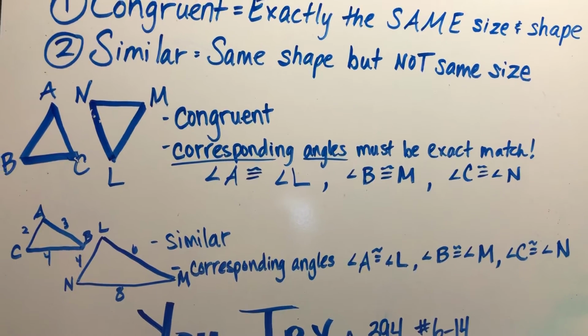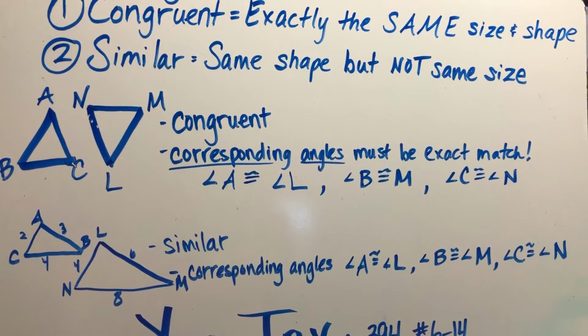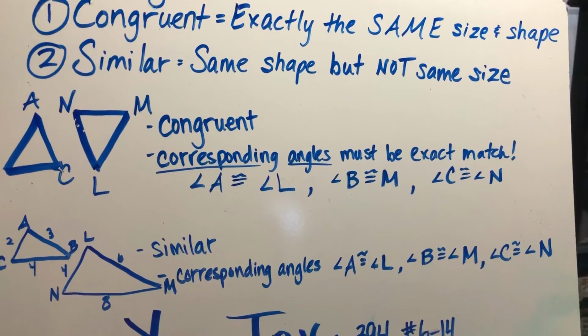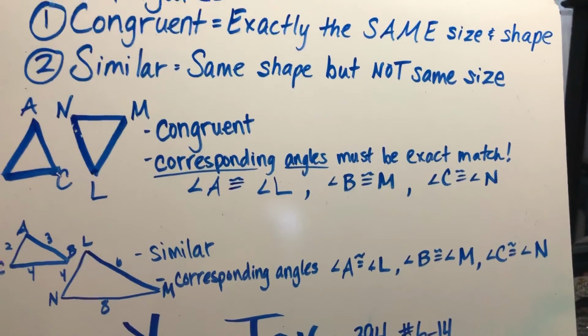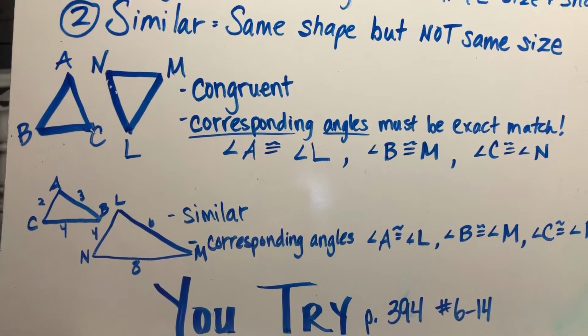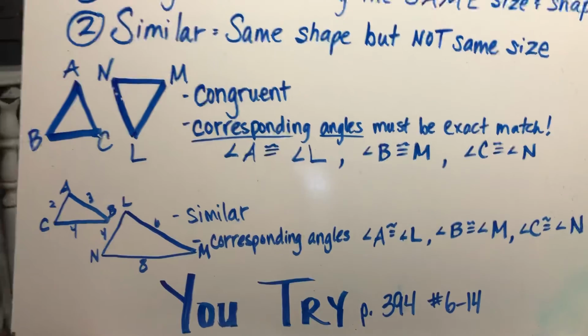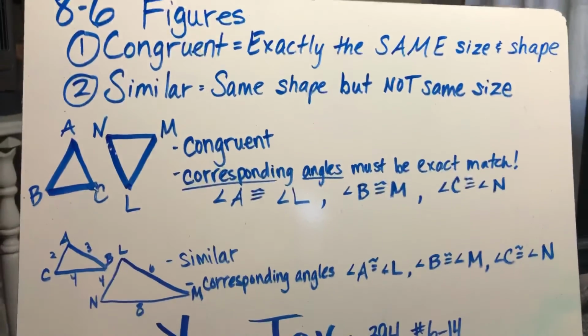That's a tricky one. You're going to know that from the original, if you look at the original. And then 14, you're finding the value of x, and that's just going to be a number because it's the length of the side. So I want you to try 6 through 14 because I want to see if you understand the lesson before giving you your practice sheet.